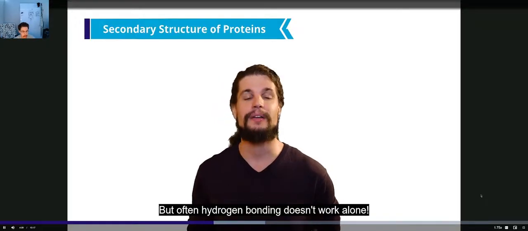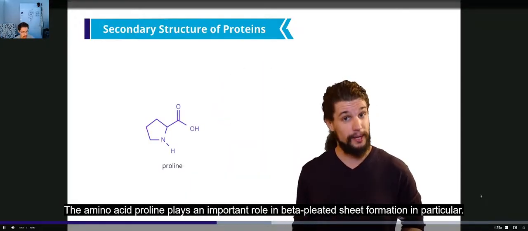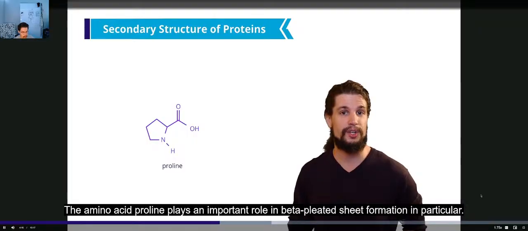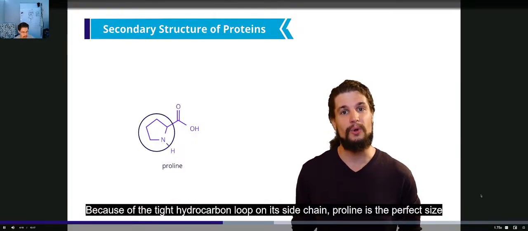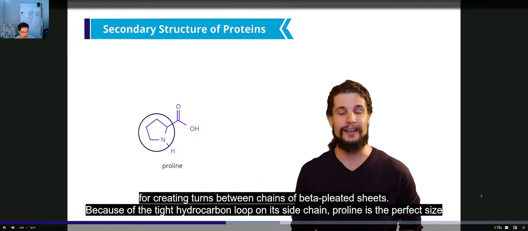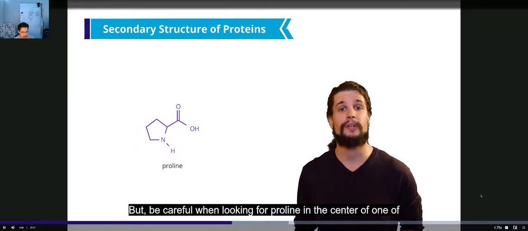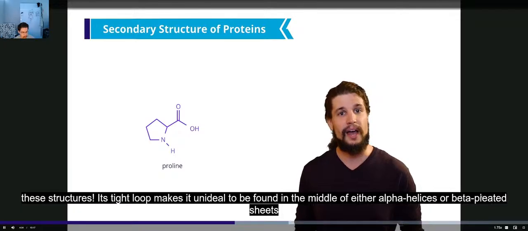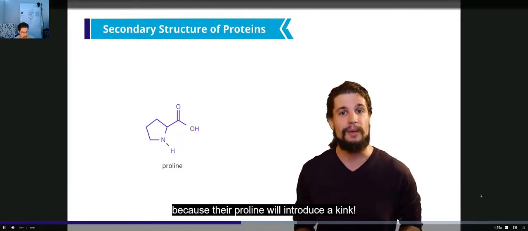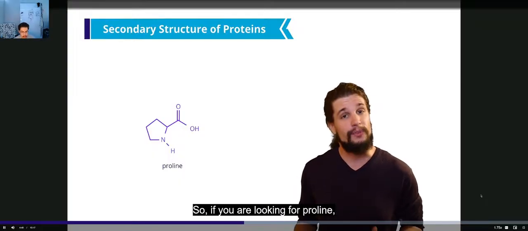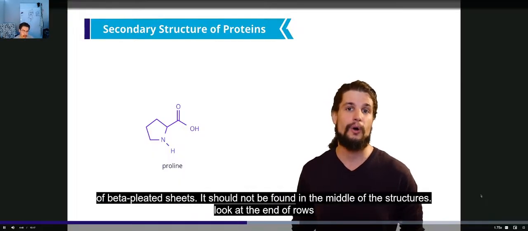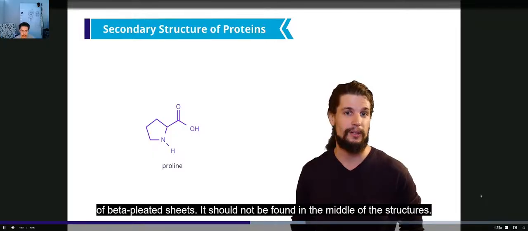But often, hydrogen bonding doesn't work alone. The amino acid proline plays an important role in beta-pleated sheet formation in particular. Because of the tight hydrocarbon loop on its side chain, proline is the perfect size for creating turns between chains of beta-pleated sheets. But be careful when looking for proline in the center of one of these structures. Its tight loop makes it unideal to be found in the middle of either alpha helices or beta-pleated sheets, because there, proline will introduce a kink. So if you are looking for proline, look at the end of rows of beta-pleated sheets. It should not be found in the middle of these structures.